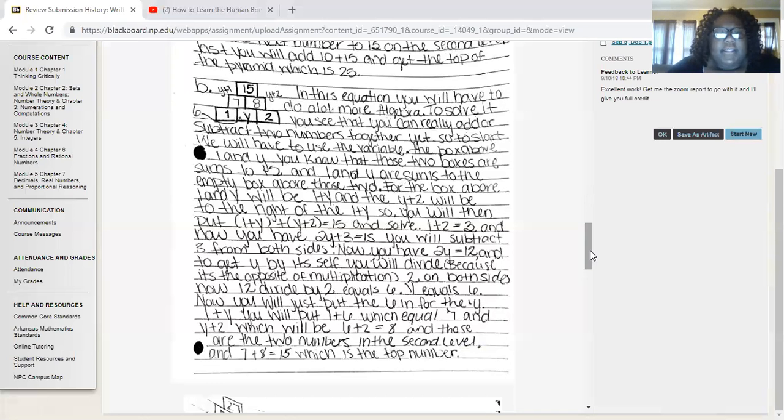And to get y by itself, you will divide because it's the opposite of multiplication. So divide by 2 on both sides. Now 12 divided by 2 equals 6. y equals 6. Now you will just have to put 6 in for the y. For x plus y, you will put 1 plus 6, which equals 7, and y plus 2, which will be 6 plus 2 equals 8. And those are the two numbers in the second level. And 7 plus 8 equals 15, which is the top number.